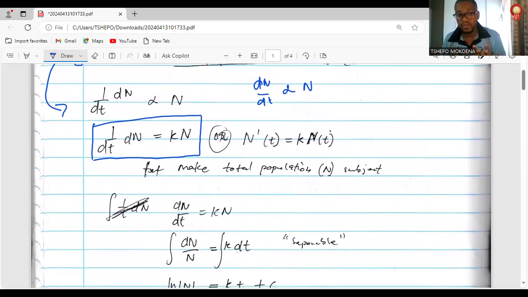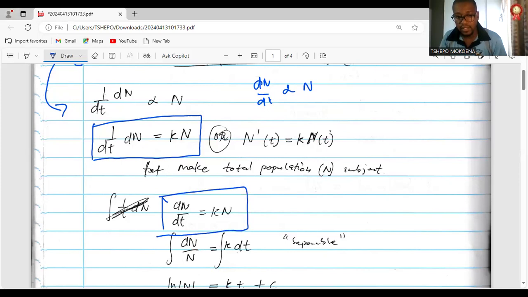But firstly, we're going to have to determine which technique we are going to use. Are we going to use homogeneous? Are we going to use Bernoulli? Are we going to use first-order linear differential? Are we going to use separable? Okay, we want to check which technique we are actually going to use to determine the general solution of this differential equation.